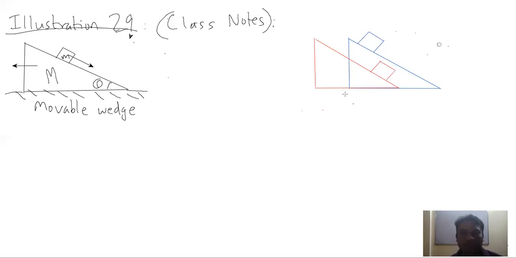So this is the new position. Red color is the new position. So let me mark it. This is the new position, and this was the old position. And this angle here is theta.